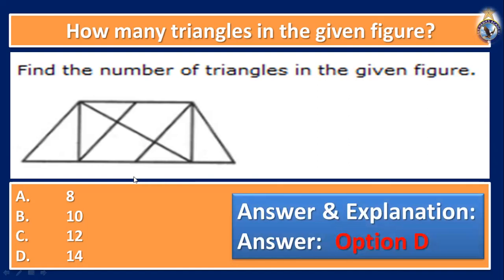Please read the answer. The correct answer is 14. So how many triangles? 14. The question is how these are the 14 triangles? You have counted, and according to you, there were 8 triangles. So let me tell you how we can count.